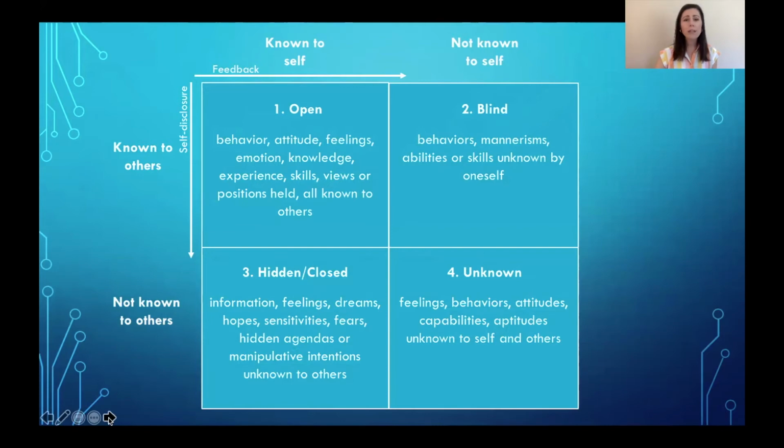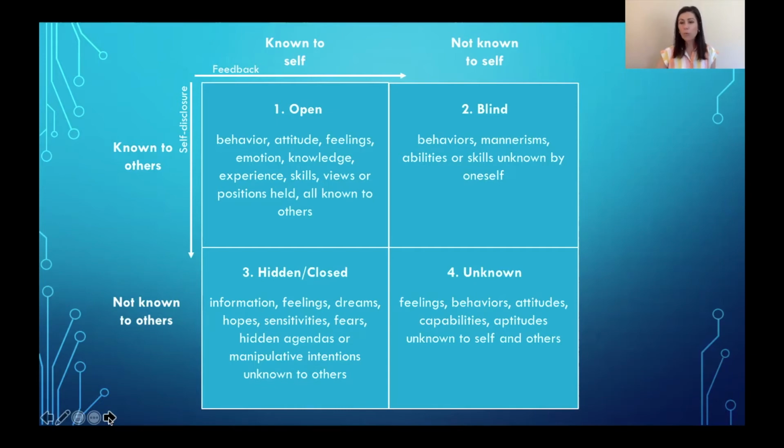Now, these are beliefs or attitudes, behaviors, feelings, even roles that we hold, experiences, skills, views or beliefs, positions that we hold in life, all of those things. And they are all known to others. They are known to others and known to us. So it's open. It's something that we are easily willing to share with other people. It's something that maybe even an acquaintance would know. It's things that we are willing to share with other people in our lives.